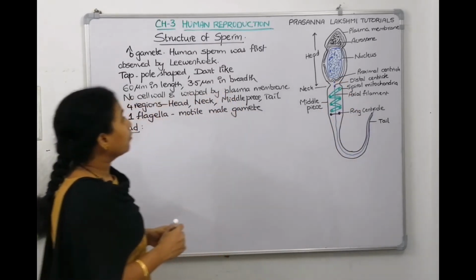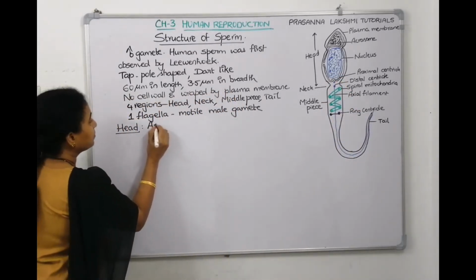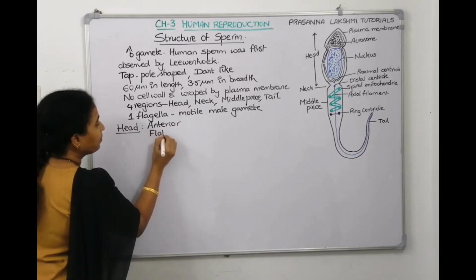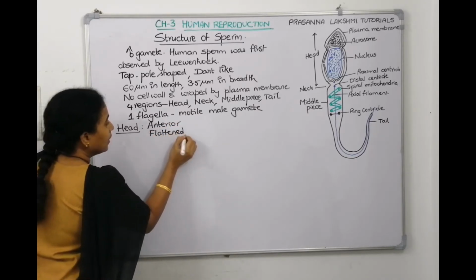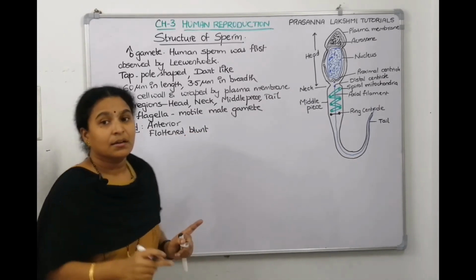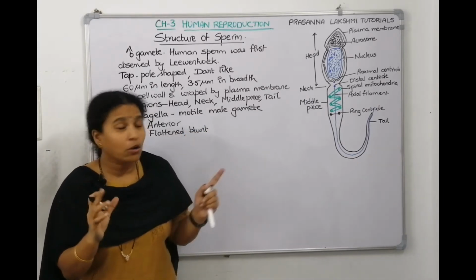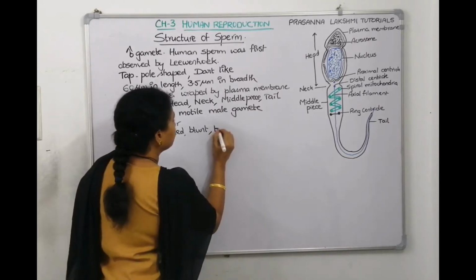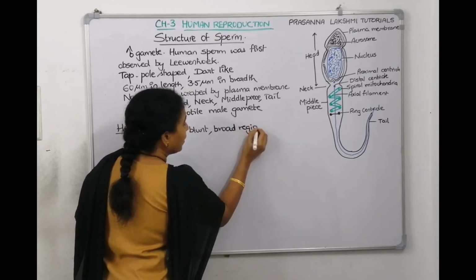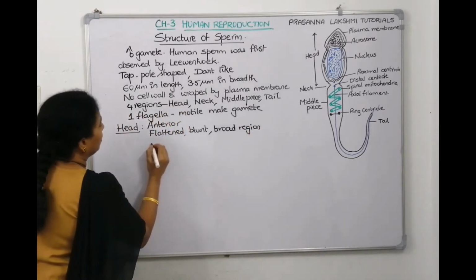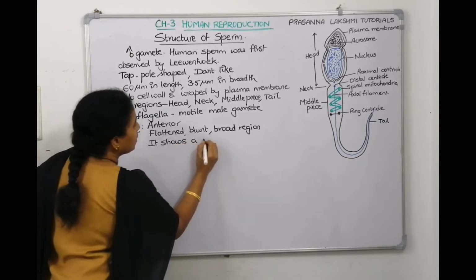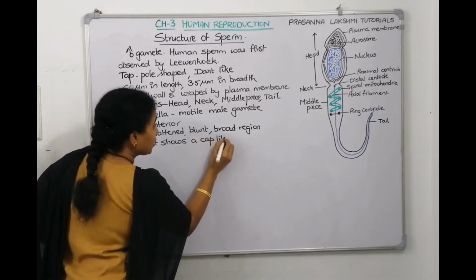So what can we write about the head? The head is anterior, right? And it is flattened. It is blunt, not pointed. It is a broad region also, right? Now, it shows a cap-like structure.